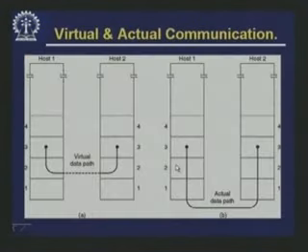Another way of looking at it is that there is a virtual data path from layer 3 to layer 3, but actually the data goes through the data link layer, and this is the actual data path, which goes through the physical layer and some physical transmission medium.